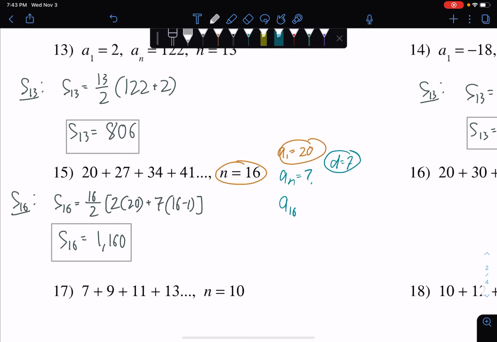You might also ask why we don't compute for A sub 16. I think that solution is unnecessary, since we don't really need what A sub 16 is. What we're trying to find is S sub 16, the summation of 16 numbers according to this sequence. So let's make sure. Let's use the calculator. 16 over 2 times the quantity 2 times 20, which is basically 40, plus 7 times 15. Yes, our answer is still 1160.